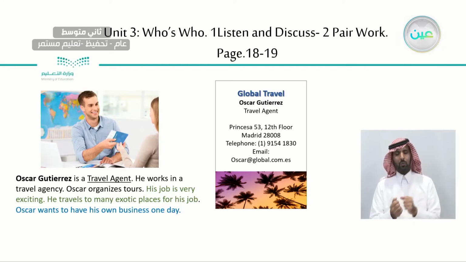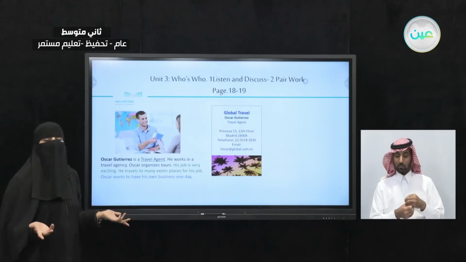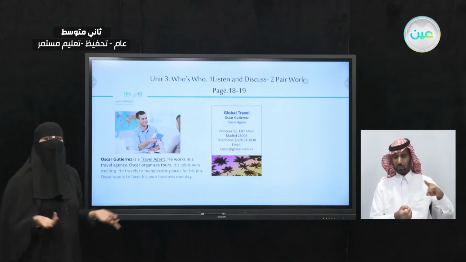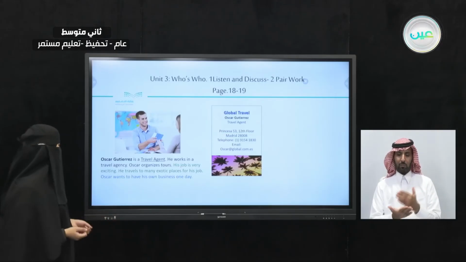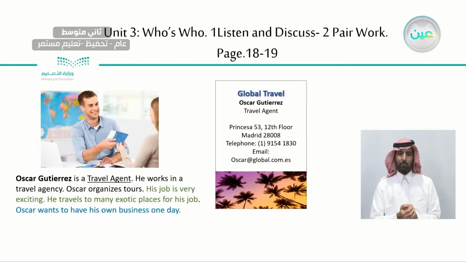Now let's take a look here. So what is the job of Oscar? He's a travel agent. So what is the description of this job? What is he doing? Oscar organizes tours. So he is helping people to plan their trips and organize their travels.